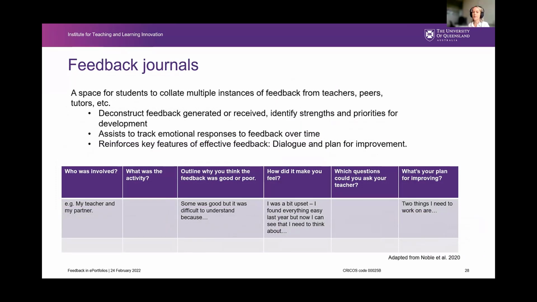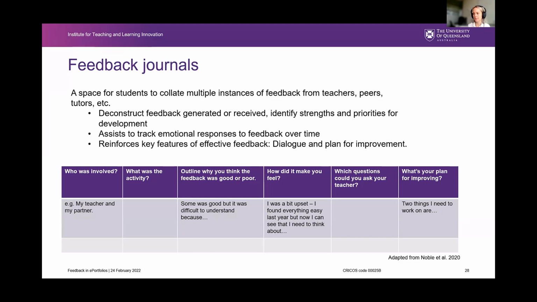Feedback journals. This came up around managing the emotional effects of feedback. A feedback journal in a portfolio can sit, again, program-wide across many courses, and it can track instances and plans for improvement. It's a place for students to deconstruct the feedback that they've been receiving and for them to identify strengths or areas of priority for their development. This particular one with the prompts can help them to track their emotional responses to feedback over time, and reinforces some key features of effective feedback, which is dialogue and a plan for improvement.